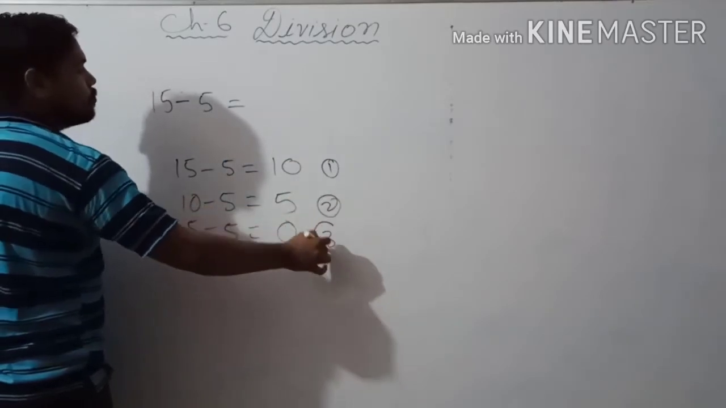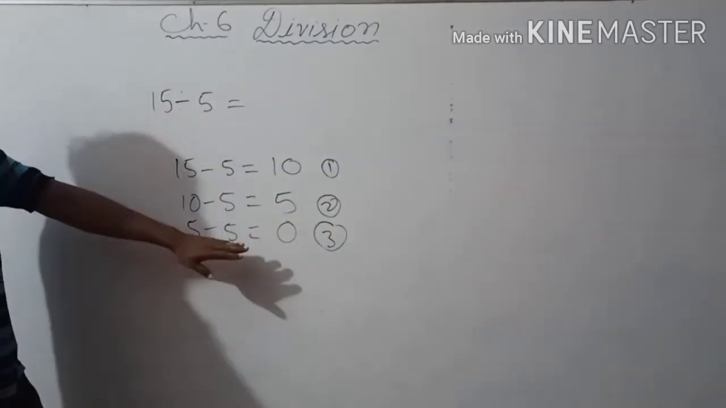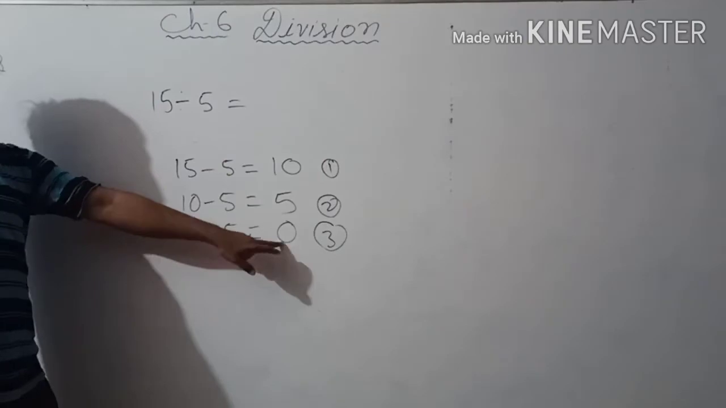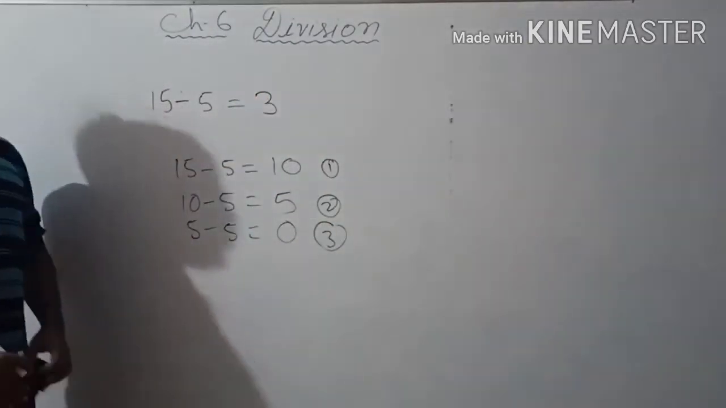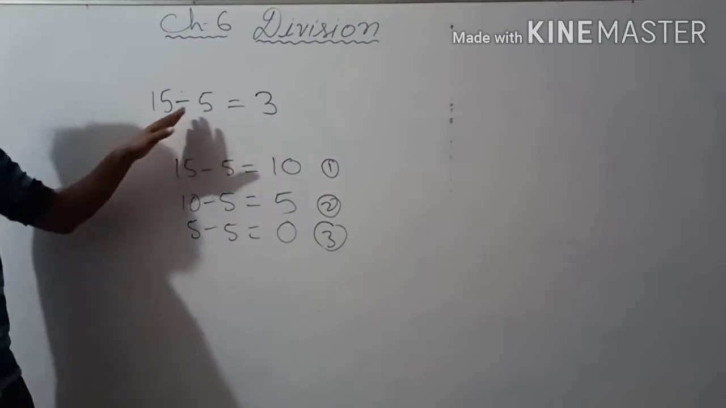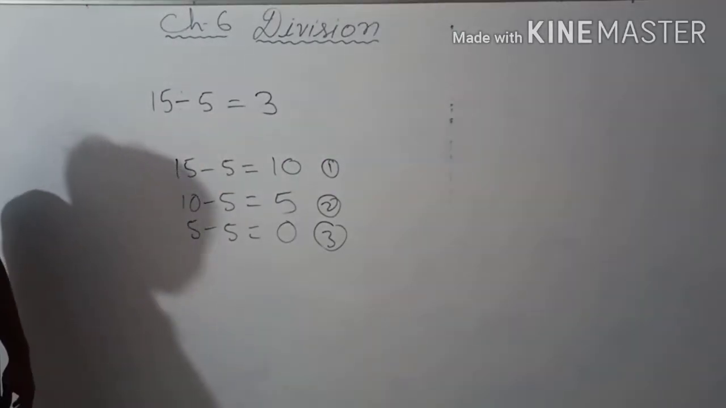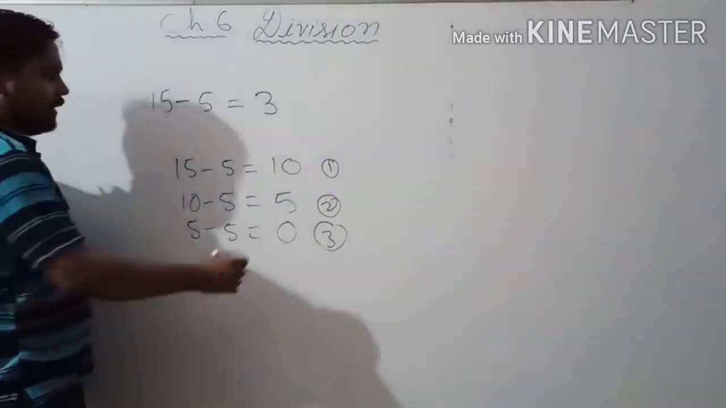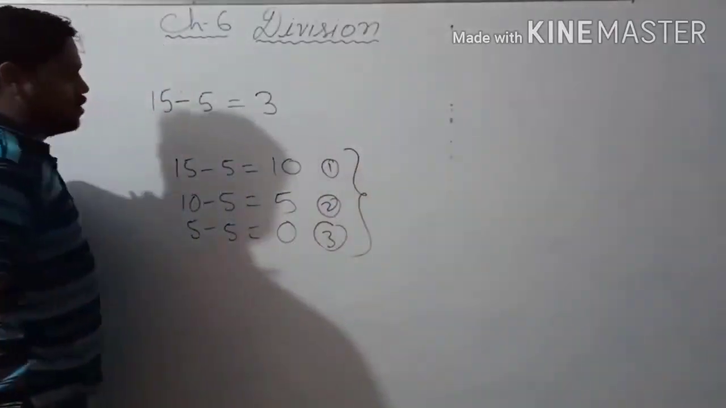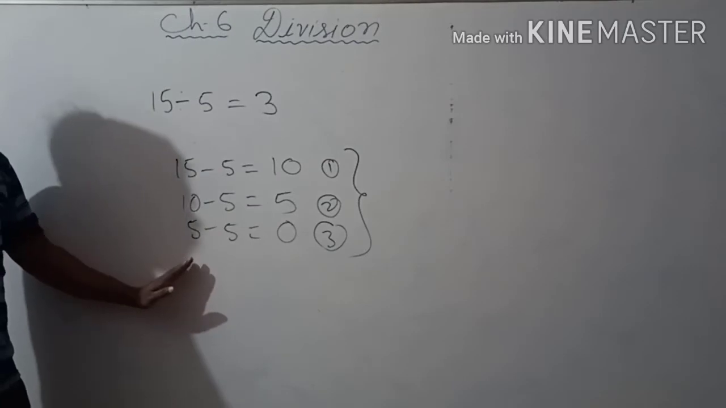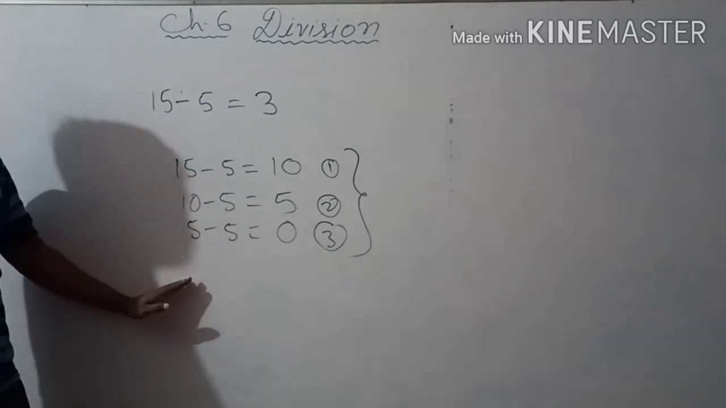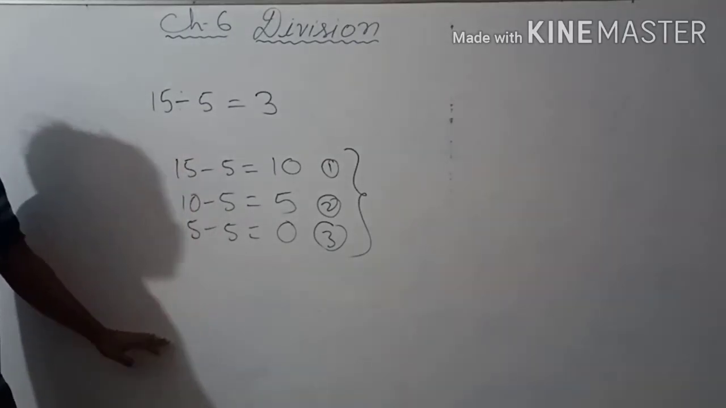This is the third step. So in the third stage, in the third time, we got 0. That means the quotient will be 3. So if you divide 15 by 5, we get 3. This is called repeated subtraction. ये process जो हम लोग repeatedly subtract करते हैं, this process is known as the repeated subtraction process, to find the quotient.